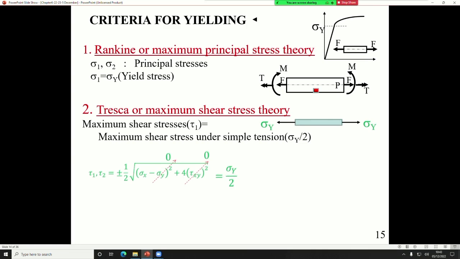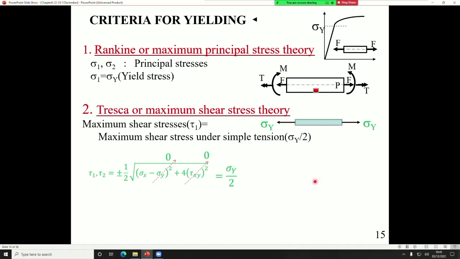So if we get back to the Tresca criterion, whenever the maximum shear stress for a component which is subject to combined loading, at any point of it, is equal to the maximum shear stress in simple tension, and I showed you that in simple tension, the maximum shear stress is half the yield stress.